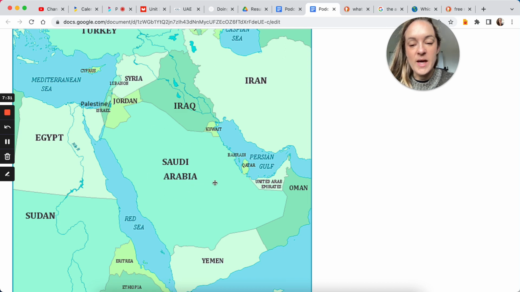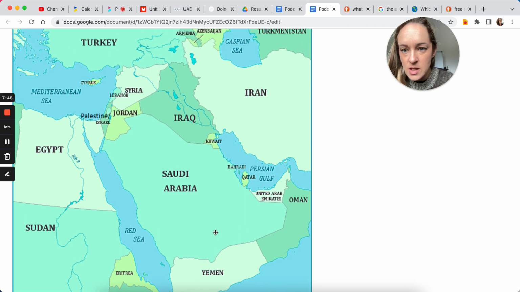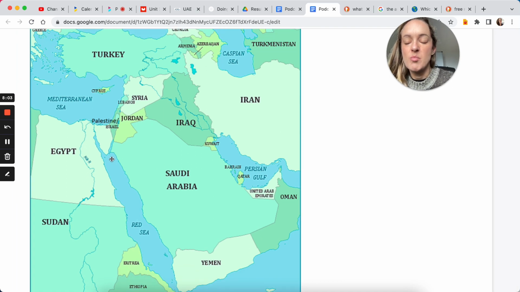Then, of course, we have the big one, Saudi Arabia, the United Arab Emirates, which we are talking about, and Yemen down here, which, to be honest, I don't hear a lot about. And then the southern parts of Iraq and Jordan are also considered parts of the Arabian Peninsula.